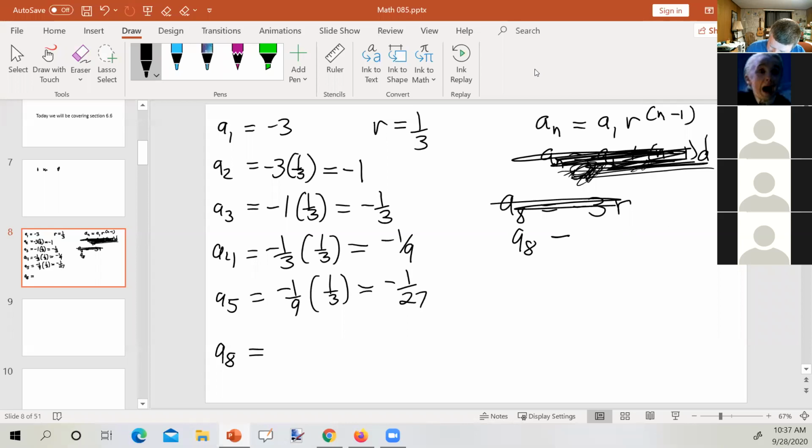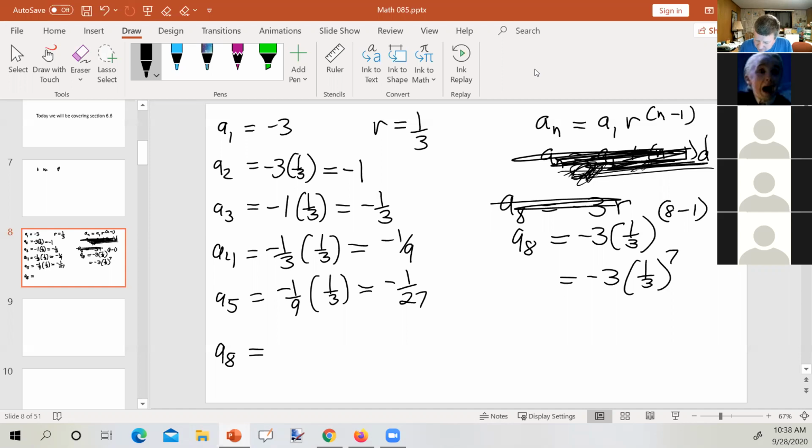A sub 8 equals a sub 1 times r to the 8 minus 1, which is negative 3 times 1/3 to the 7th power. So I'm going to go to my calculator, and I'm going to put in negative 3 times parentheses 1 divided by 3, close parentheses, raised to the 7th power. Now, when I do that, I get a decimal answer, which then I would have to approximate. But I don't want a decimal answer. I want an exact answer as a fraction.